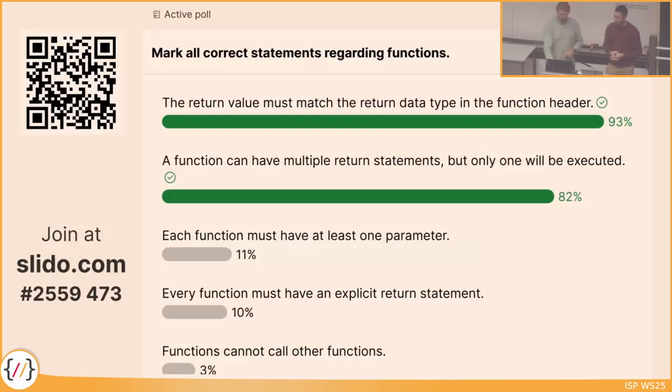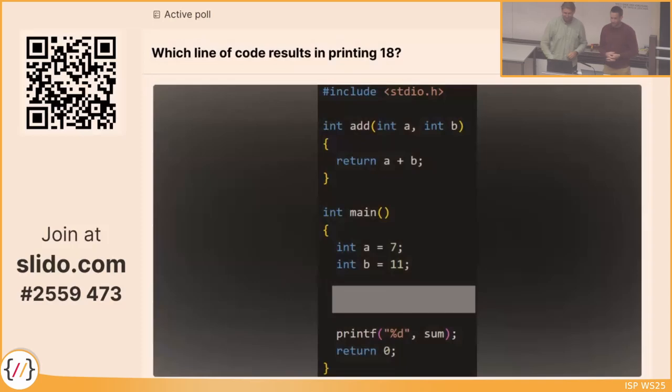Perfect. Okay, then let's have a look at another Slido quiz where we have provided you a short code snippet, and one part of the code is not visible yet, and you have to insert the correct code statement so that the code finally is printing 18. You can choose from a few different code statements. Please choose the correct one so that 18 is printed eventually.